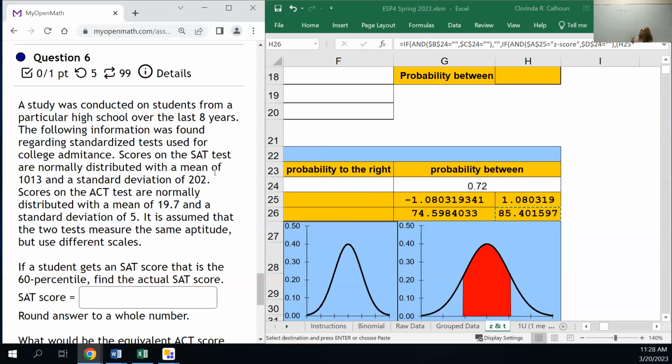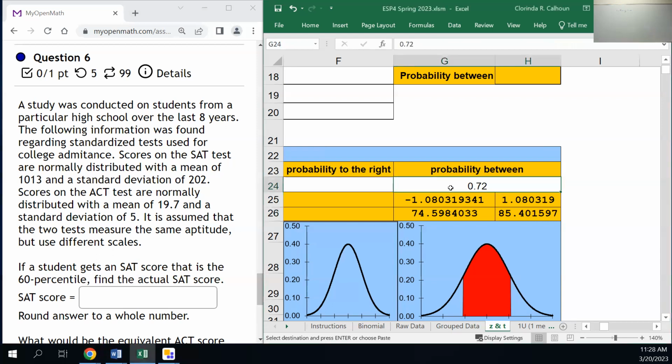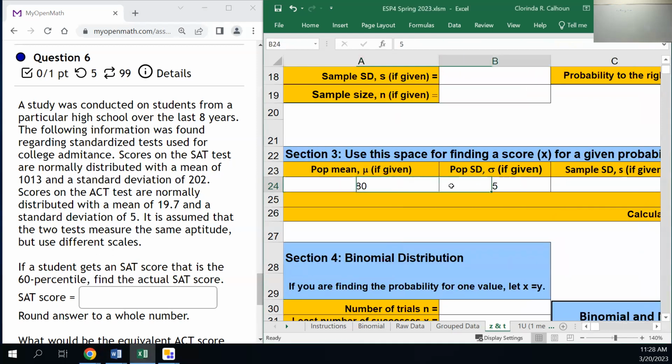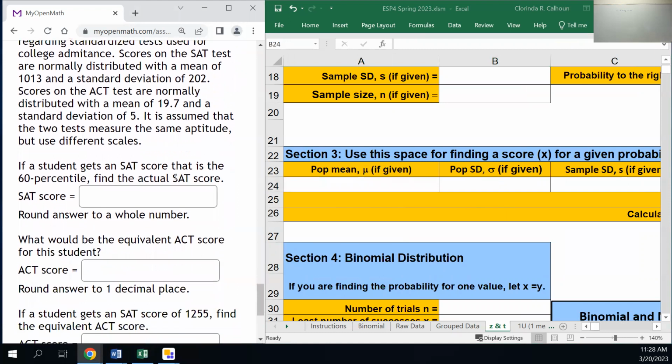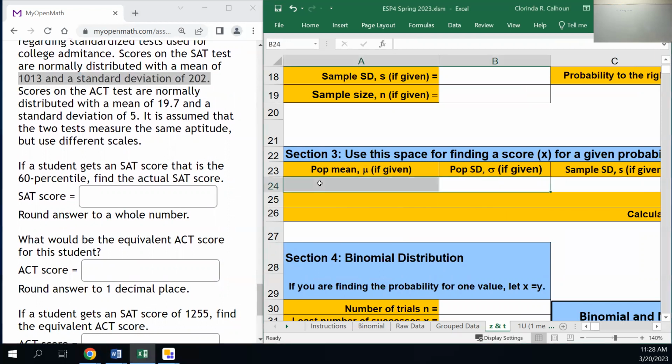That way, it's not teaching you another whole new way to do it, but we are going to look at this the same way we did it before. It says if a student gets an SAT score that is the whatever percentile, find the actual SAT score. And then we're going to do the same thing with the ACT. So I'm dealing with a percentile. We're all dealing with a certain percentile. Section 3 is where we start. Okay, so go into your section 3. This one is dealing with SAT first. So I am going to use my SAT information. So type in your mean and standard deviation.